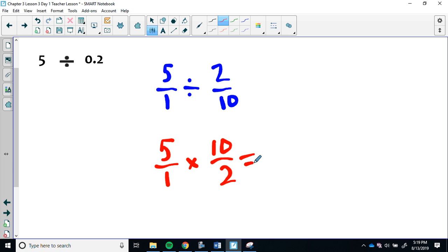Go ahead and multiply the top numbers. 5 times 10 is 50. 1 times 2 is 2. Once again, this is improper because the top number is bigger than the bottom number. So we need to divide. This means 50 divided by 2, which would give us 25.